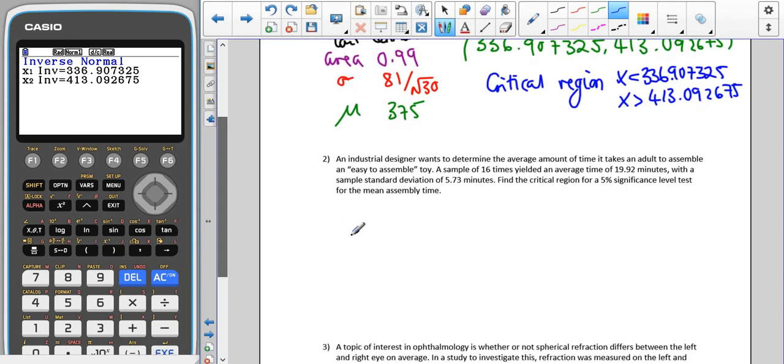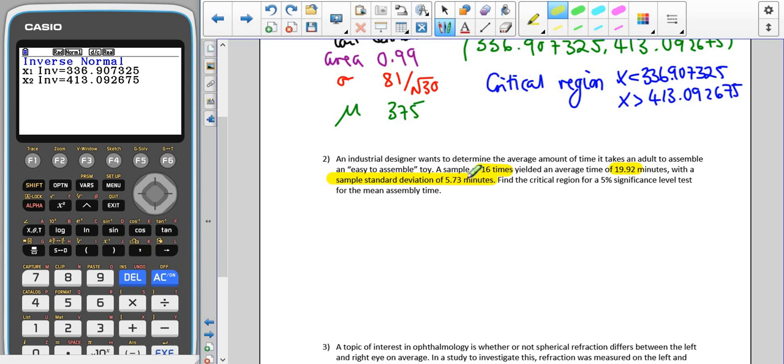We'll have a look at another one. Here we have an industrial designer who wants to determine the average amount of time it takes an adult to assemble an easy-to-assemble toy. We have a sample of 16 timings. This time we've got a small sample, which has an average time of 19.92 with a sample standard deviation of 5.73.